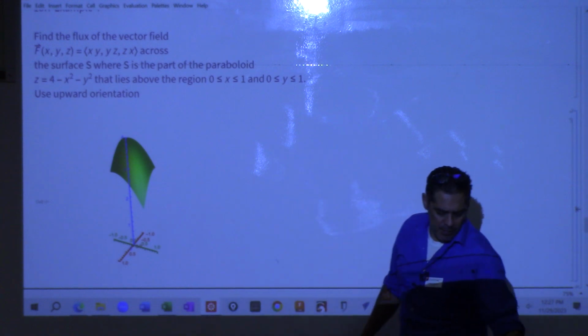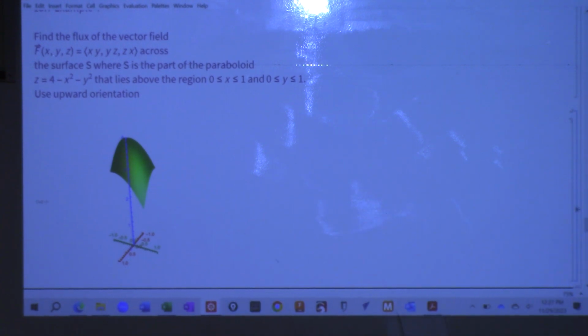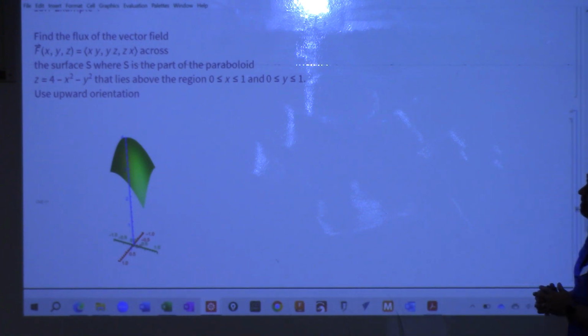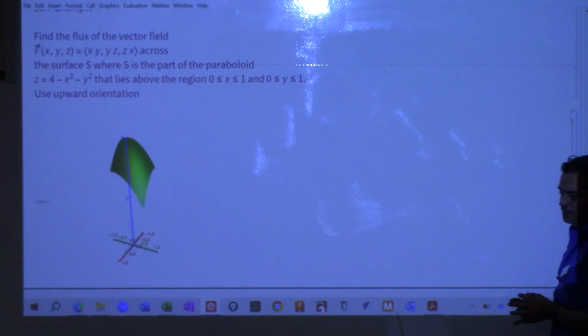Find the flux of the vector field F, where F is xy, comma yz, comma zx, across the surface S where S is part of the paraboloid z equals 4 minus x squared minus y squared that lies above the region where x is between 0 and 1, y is between 0 and 1. So I have a picture there to help you see what's going on.